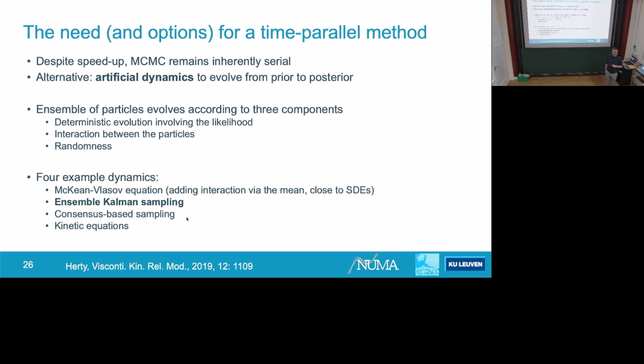So the idea is then to develop artificial dynamics for an ensemble of particles, such that at population level, the ensemble of particles evolves from the prior to the posterior somehow. That's going to be the goal of this type of method. So this is no longer Markov chain Monte Carlo sampling. This is dynamic evolution from a prior to a posterior distribution through artificial dynamics that is driven by the data. Okay? So there are three components in such dynamics.